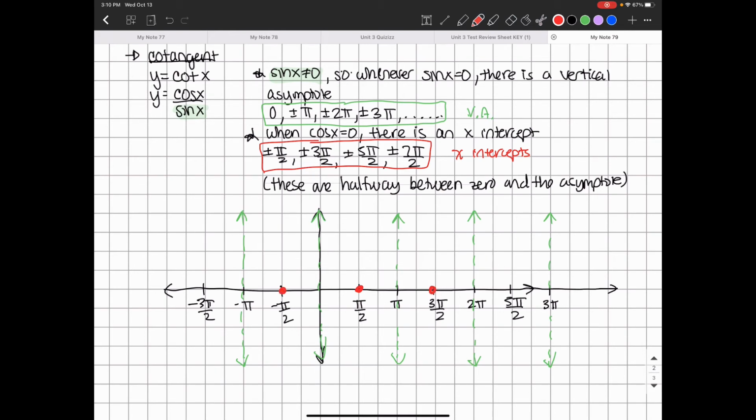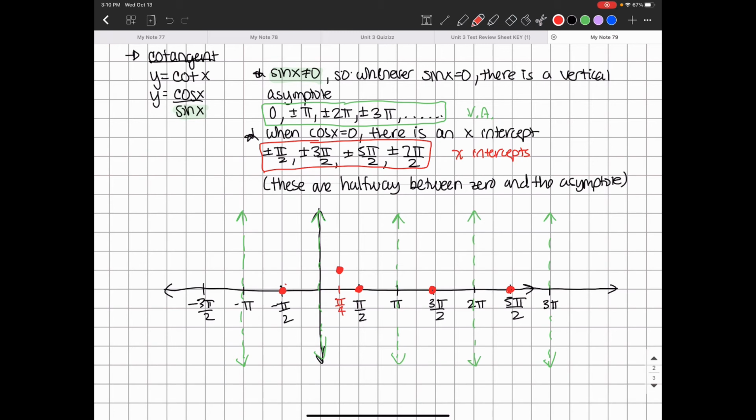It's 3 pi over 2, 5 pi over 2, those values. And then the difference between cotangent and tangent is that cotangent goes downwards as you go to the right. So in between 0 and pi over 2, the halfway point, this is pi over 4. And if I do cotangent of pi over 4, I know that that is 1, because I have pi over 2 over 2 divided by pi over 2 over 2, and I know that's equal to 1.